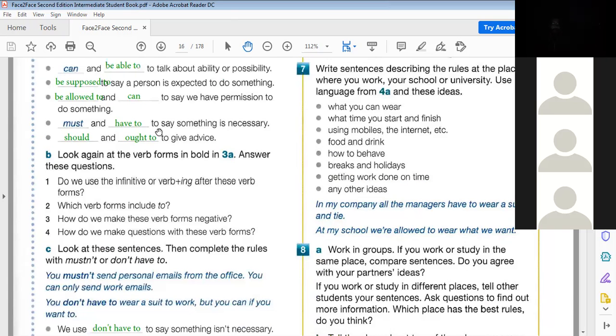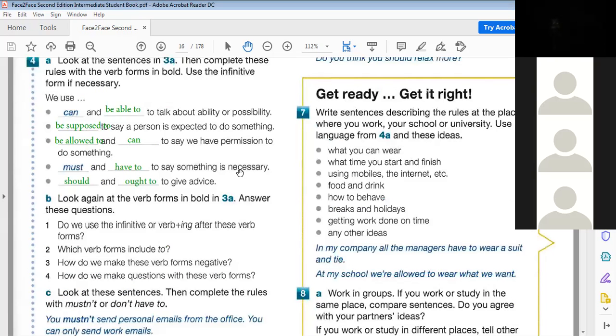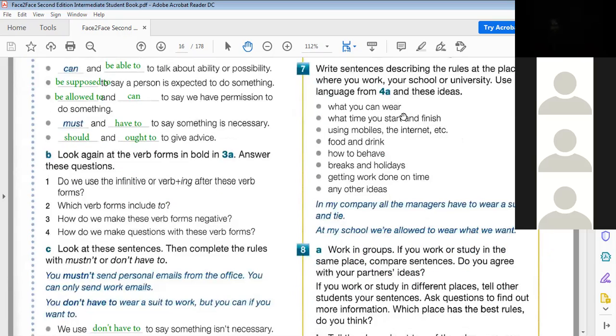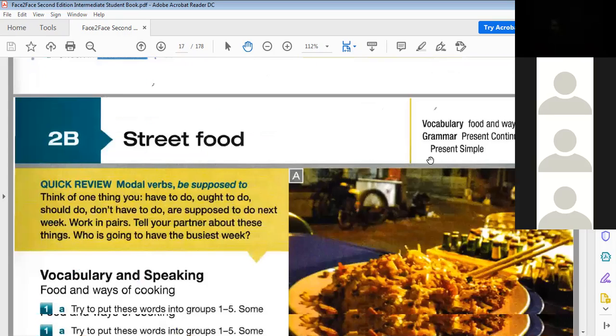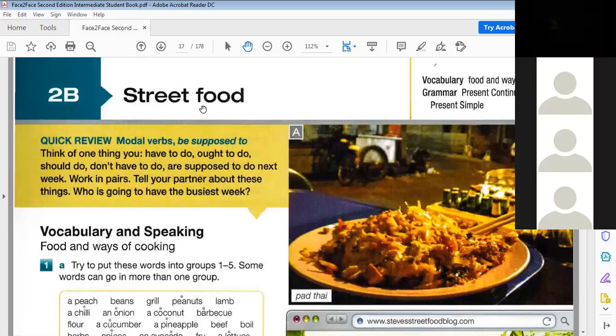So we talked about must and have to say that something is necessary. And we talked about should and ought to give advice. So if you want to give advice to someone, you can use should. For example, I can say, you should do more exercise. You should do your homework. Or you shouldn't smoke. I can also use it in the negative, of course. So we talked about this, and then we started our topic about street food.